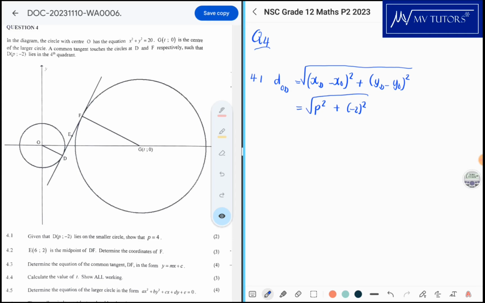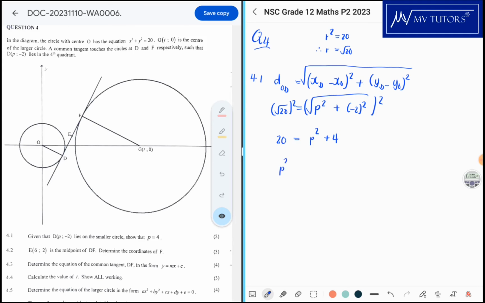Now, what about OD? Remember, we had our equation. They gave us that x squared plus y squared is 20. So somewhere there you would say r squared is equal to 20. Therefore, r is root 20, right? And that's the distance OD, which is r actually. So that is root 20. I have a square root on the left hand side and a square root on the right hand side. I can remove those square roots by squaring both sides. Then I have 20 is equal to P squared plus 4.